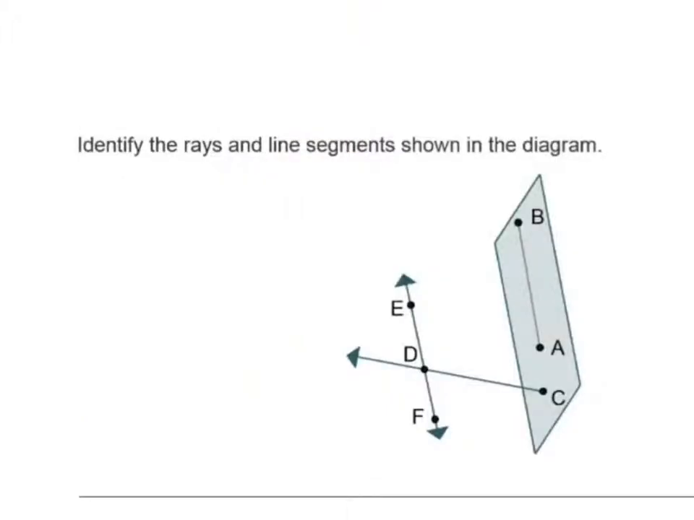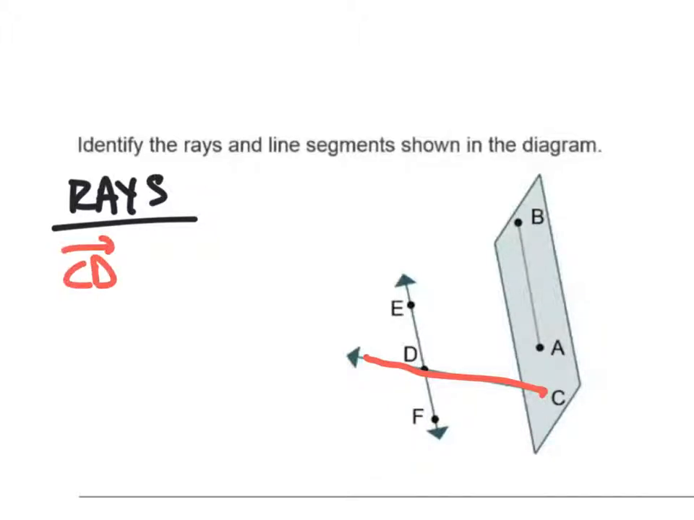On this next page, it gives us a diagram and wants us to identify the rays and line segments shown in the figure. The first thing I'm going to do is identify all the rays. I want to look for an endpoint that goes through another point and then goes on forever. The first one I see is point C, which goes through point D and then goes on forever in one direction. So I would name this ray CD, with a line across it like that.